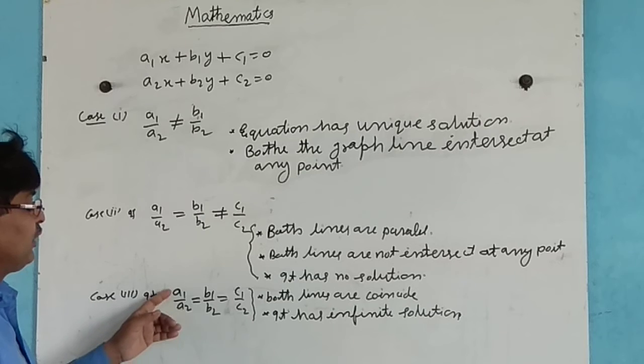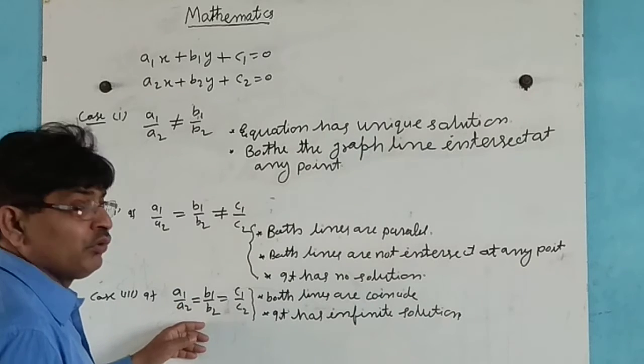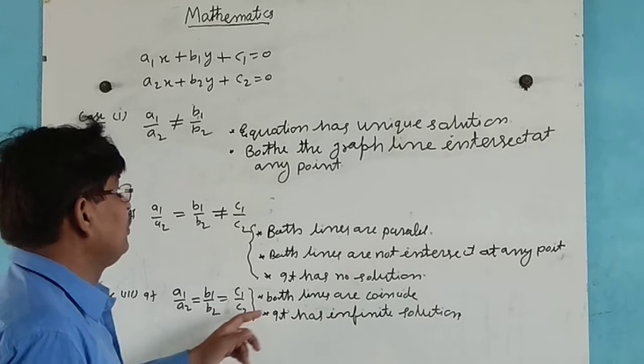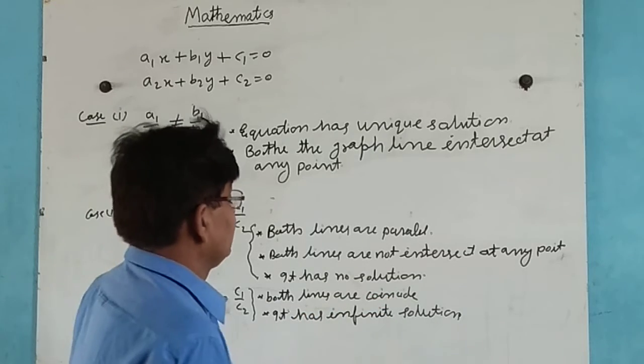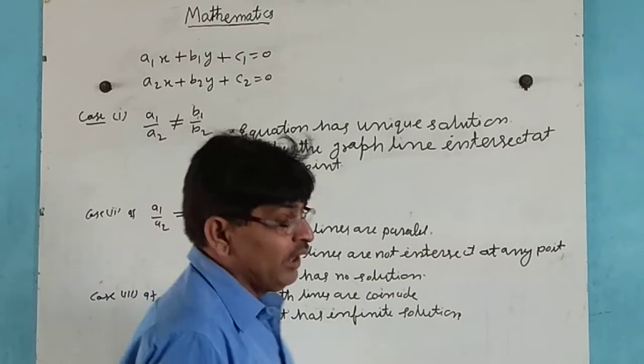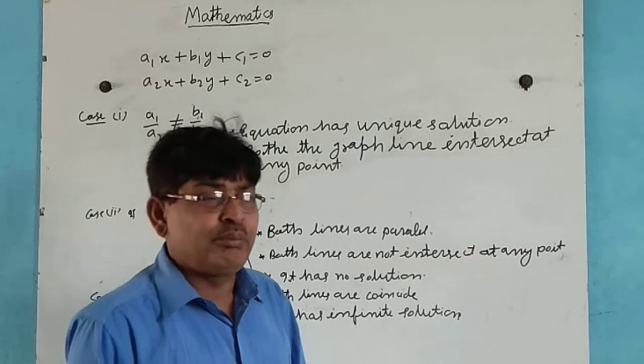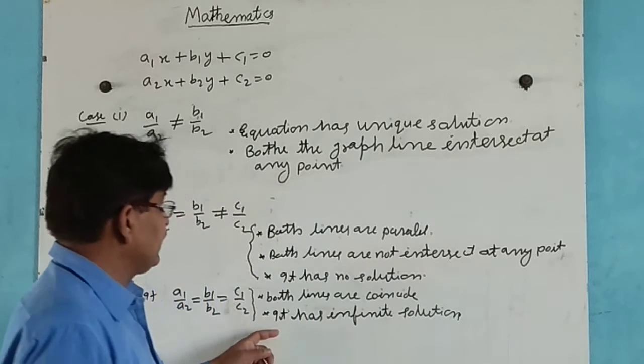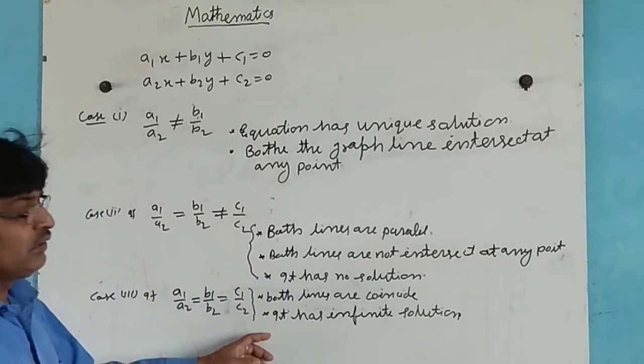And third case, if a1 by a2 equal to b1 by b2 equal to c1 by c2, both lines coincide, and it has infinite solutions. In this case, we solve the equations.